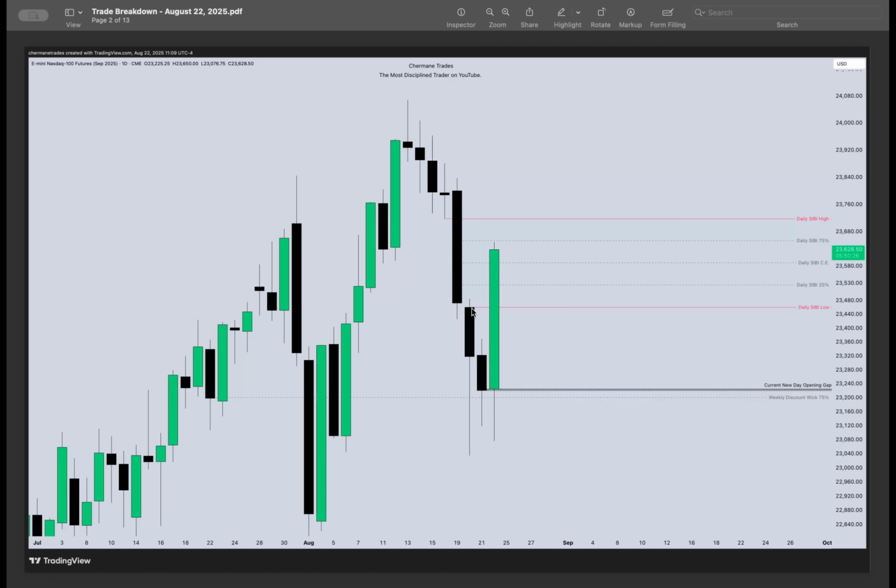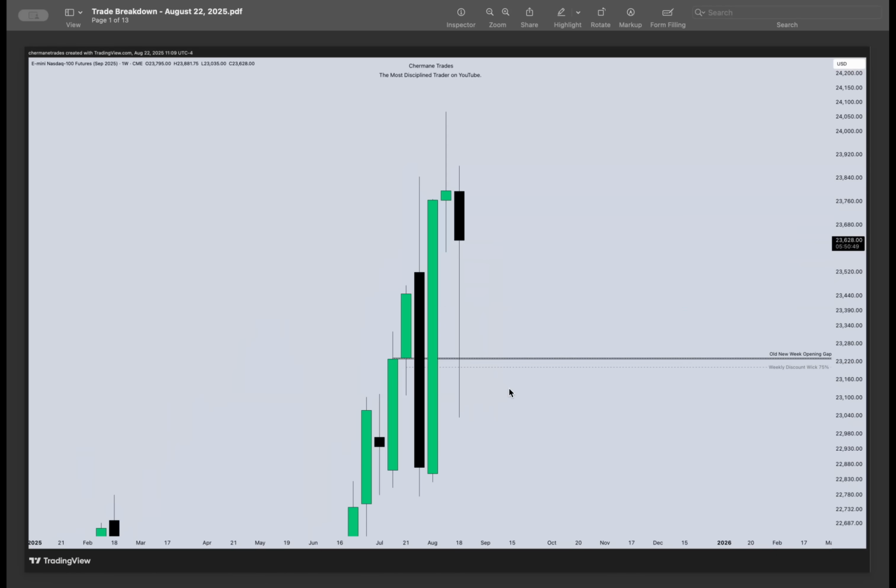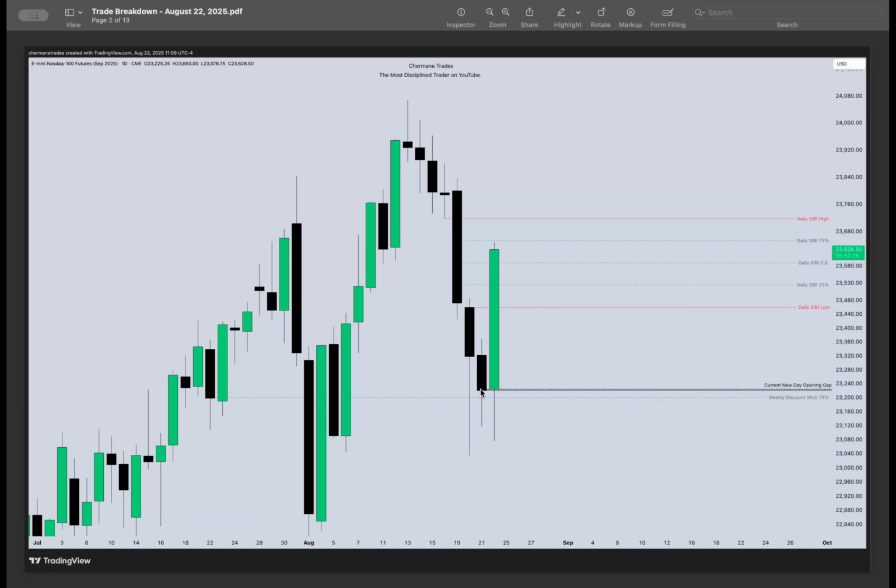All right, so just a few levels. New week opening gap between those two candle bodies. Upper quadrant of this wick. Current new day opening gap between these two bodies. And then our fair value gap.